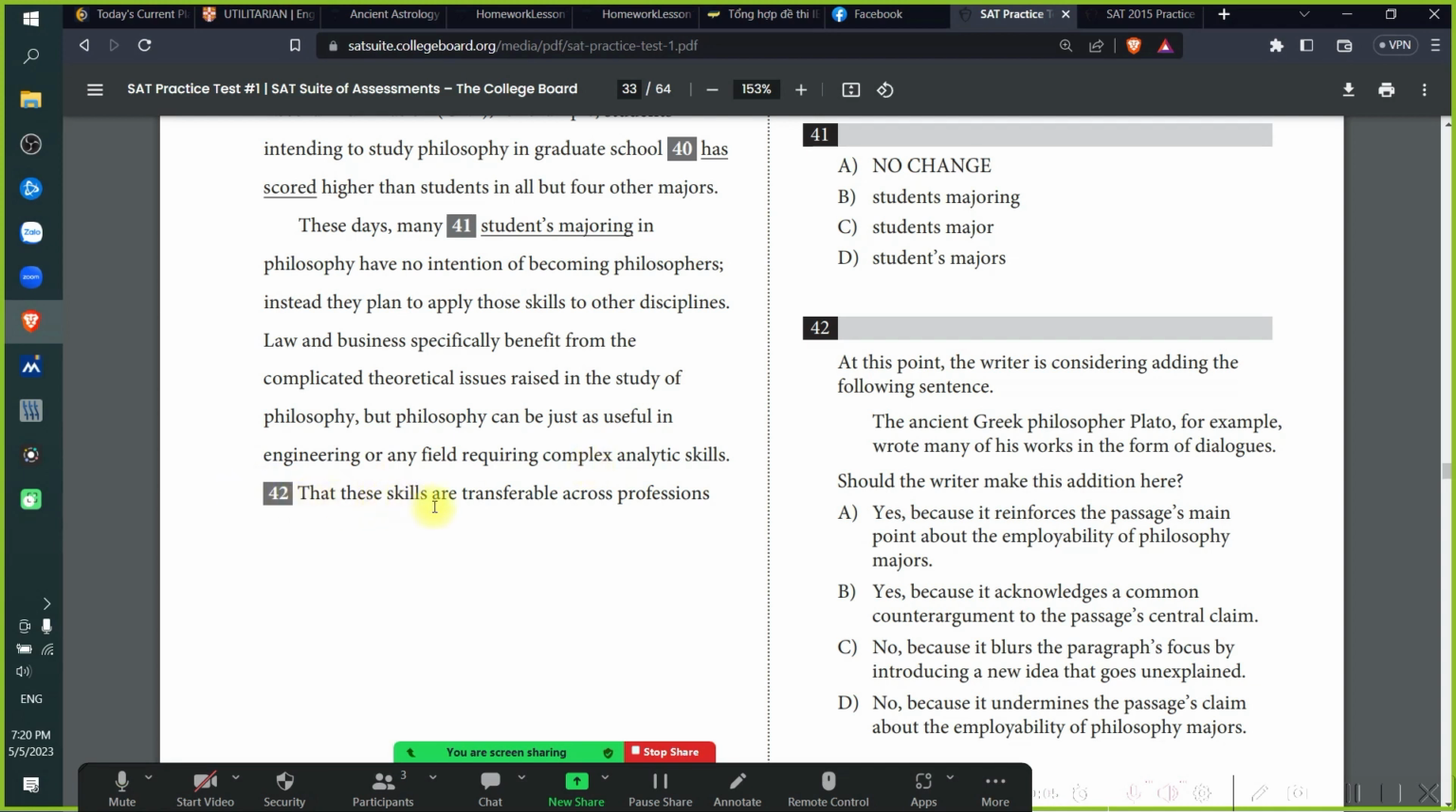And then that these skills are transferable across professions.